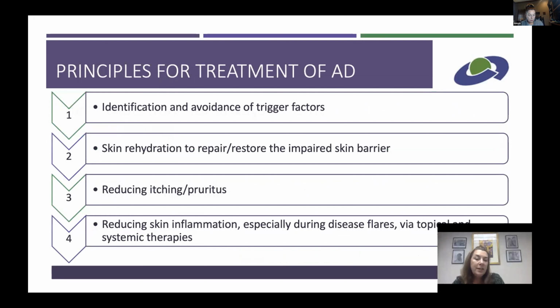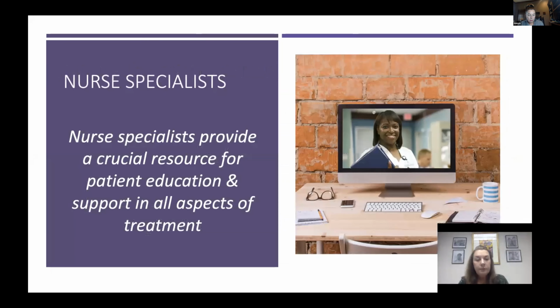So again, some of the basic principles for the treatment of AD: identification of triggers and factors, skin rehydration to repair and restore that impaired skin barrier, reducing the itch or pruritus, and reducing the inflammation, especially during flares. Oftentimes that requires both topical and or systemic therapy. So in this article, nurse specialists, as we reinforce time and time again, are a crucial resource for patient education and support throughout all the treatment.